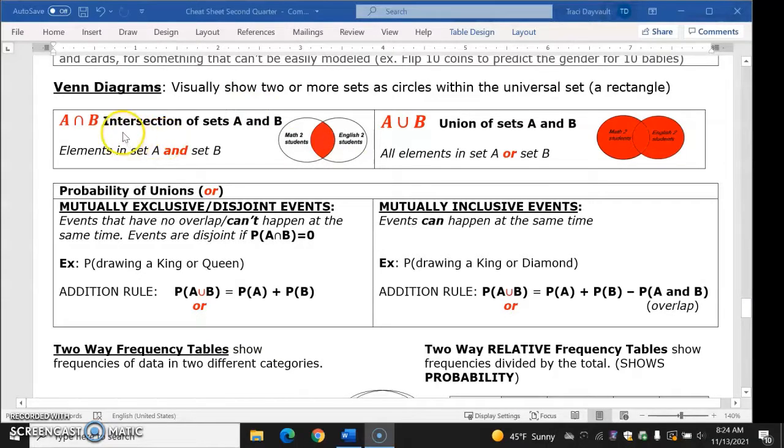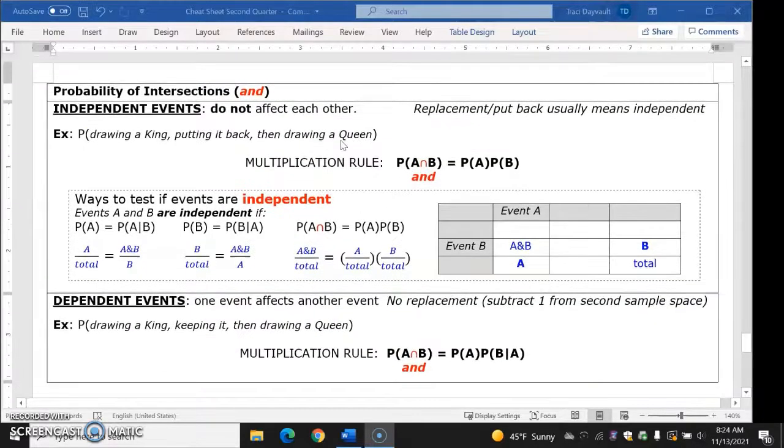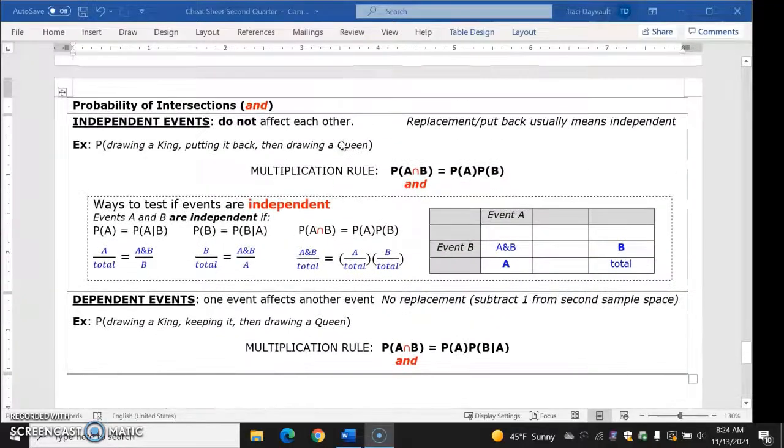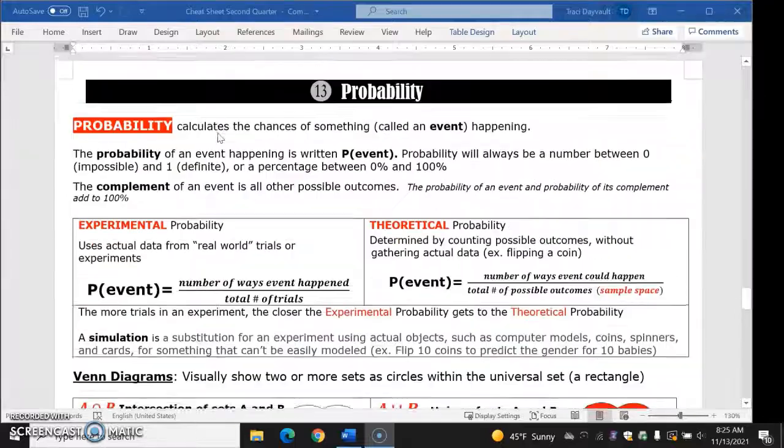Remember the difference between intersections and unions. An intersection of 2 events means that it needs to be elements that are in both sets, not one or the other. And for intersections, usually the word "and" means intersection. So how many students are in Math 2 and English 2? And remember, we talked about the probability of finding these intersections. If it's an "and," we use the multiplication rule. And how you use the multiplication rule depends on if it's independent or dependent events.